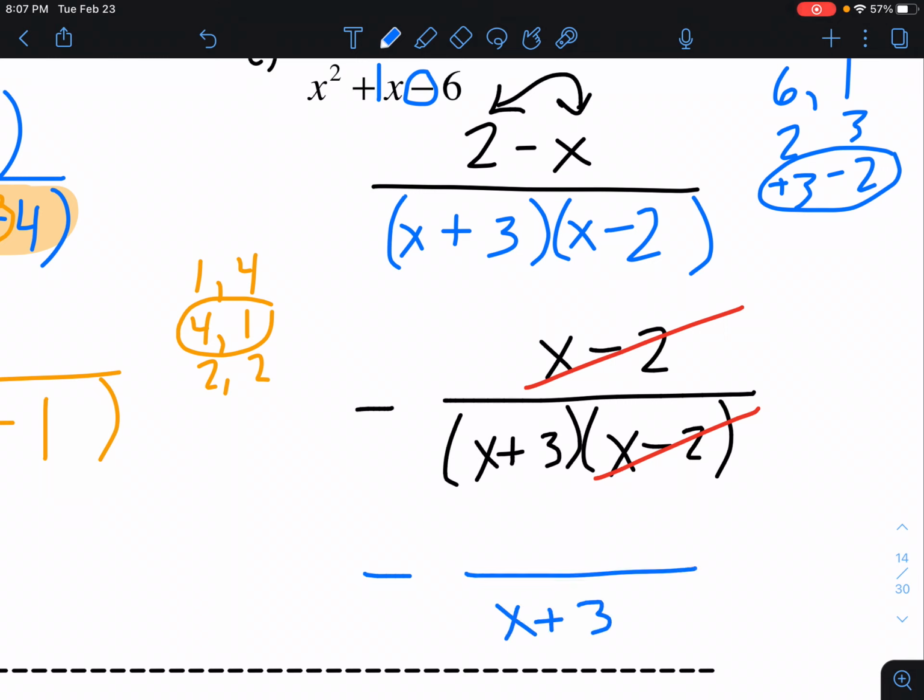What are you supposed to do if there's nothing left on the top? What are you supposed to write? You do not leave it blank. Remember, if you have a fraction that has nothing, if everything cancels on the top, you got to put a 1. So your answer is -1 over x plus 3.